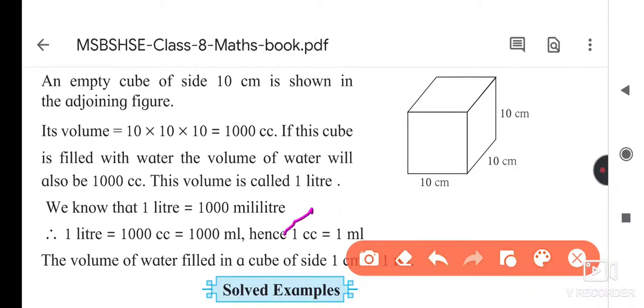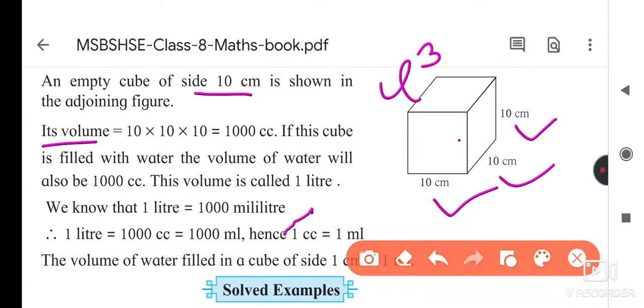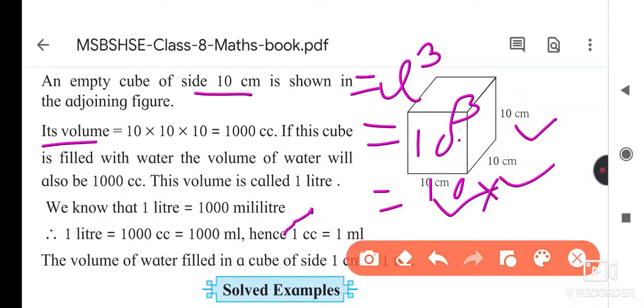An empty cube of side 10 centimeter is shown in the adjoining figure. How are we finding its volume? It is a cube shape, so just now I told you the volume's formula: side cubed. So 10 cubed means 10 into 10 into 10. 10 tens are 100, and 100 tens are 1000, that is its capacity. 1000 means 1000 ml.